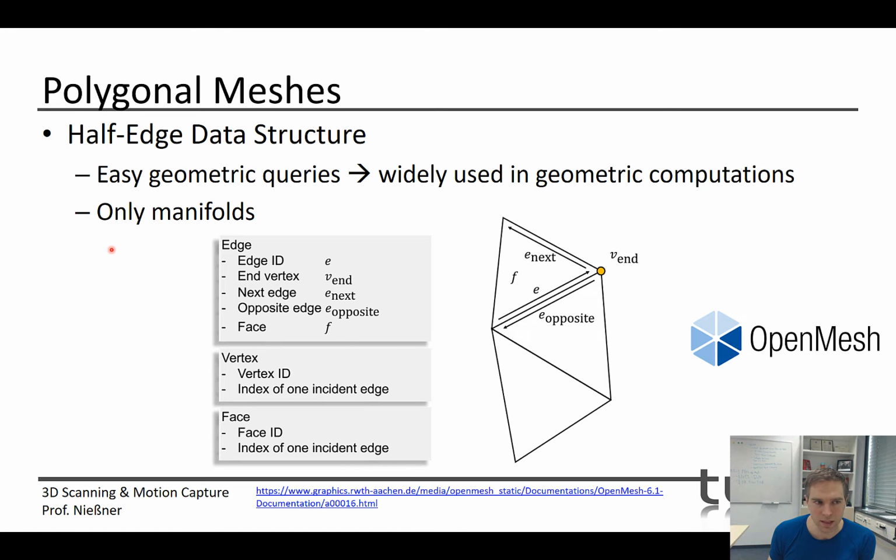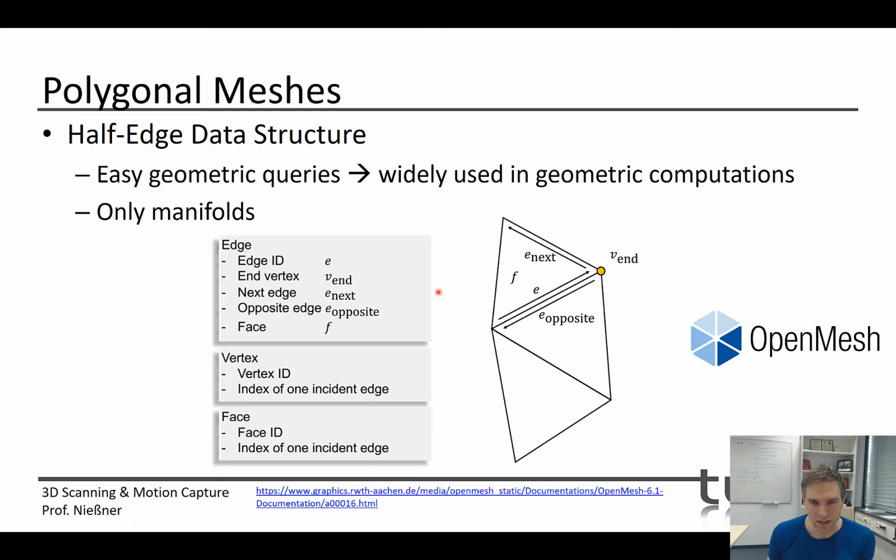The way this is done is that you store, as the name says, half edges. So you have an edge entry, an edge ID. You say what the end vertex is. So this edge E has an end vertex here. It has a next edge, which would be the next edge here. It has an opposite edge, which would be this E opposite. And it has a face that is attached to this edge.